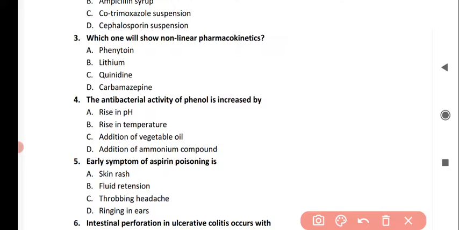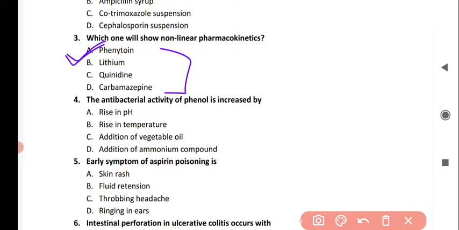So among these drugs, phenytoin will show non-linear pharmacokinetics due to drug metabolism. It is mainly due to capacity limited metabolism, which is due to the enzyme or cofactor saturation. So option A is correct for this question.